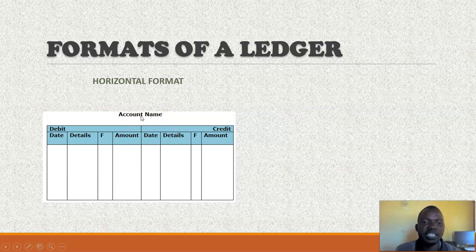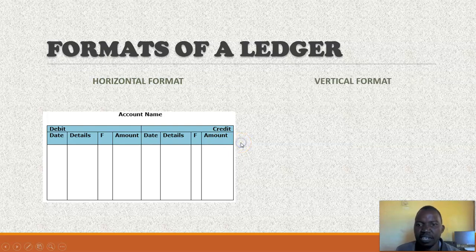Then it has two sides, the debit side and the credit side. On each of the two sides, it is going to have the date, details, folio, and amount. Even the credit side has the date, details, folio, and amount.